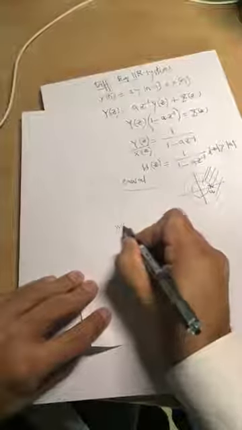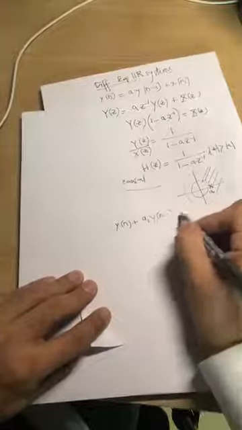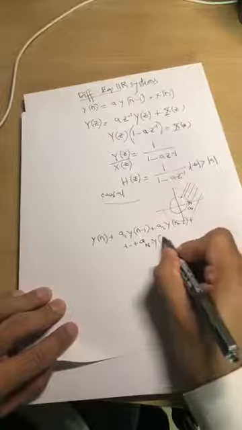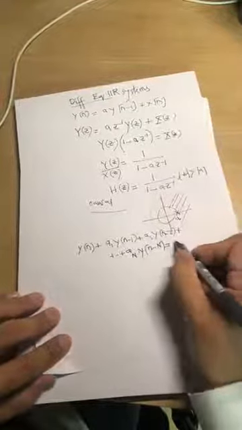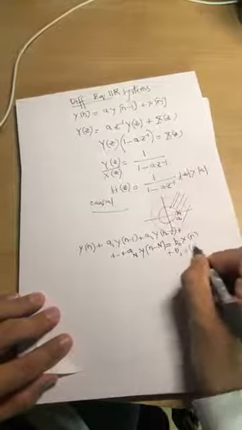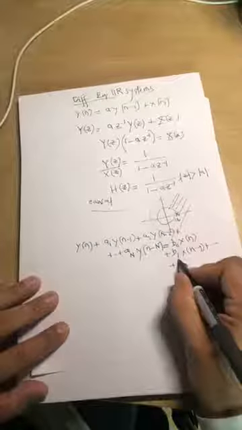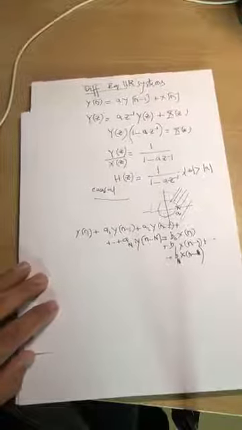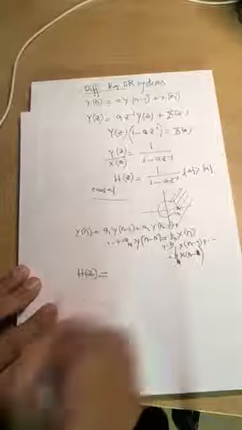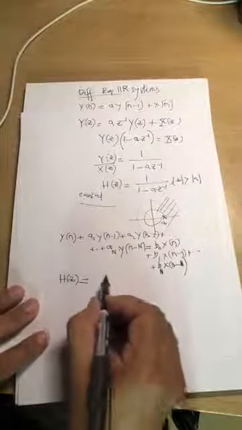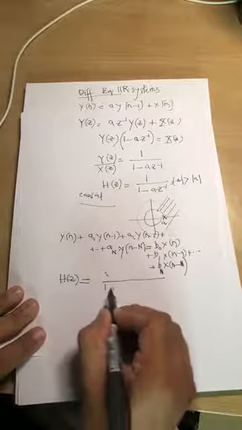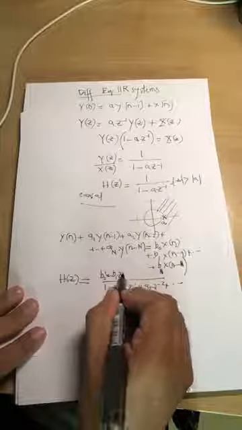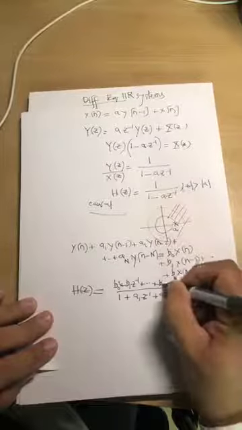But usually the equation given to you will be something like this: y of n plus a1 y of n minus 1 plus a2 y of n minus 2, like we have seen with the Fourier transform as well, equal to b naught x of n and so on up to bm x of n minus m. Usually this is how the difference equation is given. Once you take the Z transform, the transfer function H of z is b naught plus b1 z inverse up to bm z minus m, over 1 plus a1 z inverse plus a2 z minus 2.